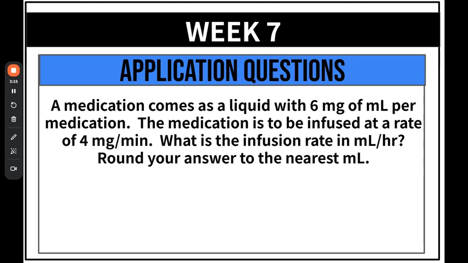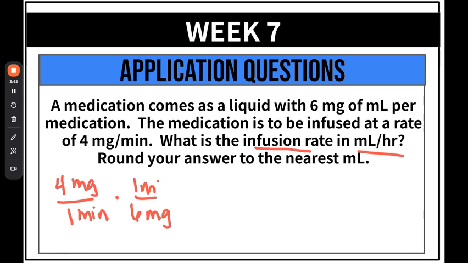Okay, so let's start with the rate, since that is ultimately what we want. We want to get the infusion rate, except we want it in milliliters per hour. So we've got 4 milligrams per minute, for every 1 minute. Okay? And let's multiply that by the 6 milligrams per 1 milliliter that we have. That way when we do this, we've got milligrams on the top and milligrams on the bottom, so they're going to cancel out.